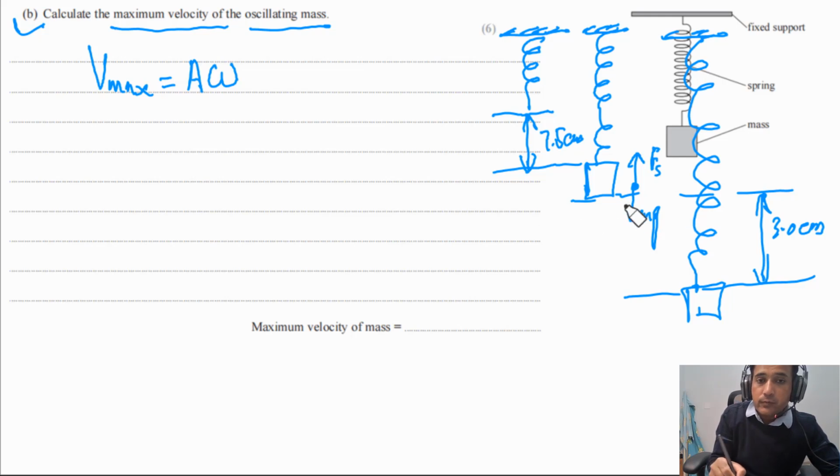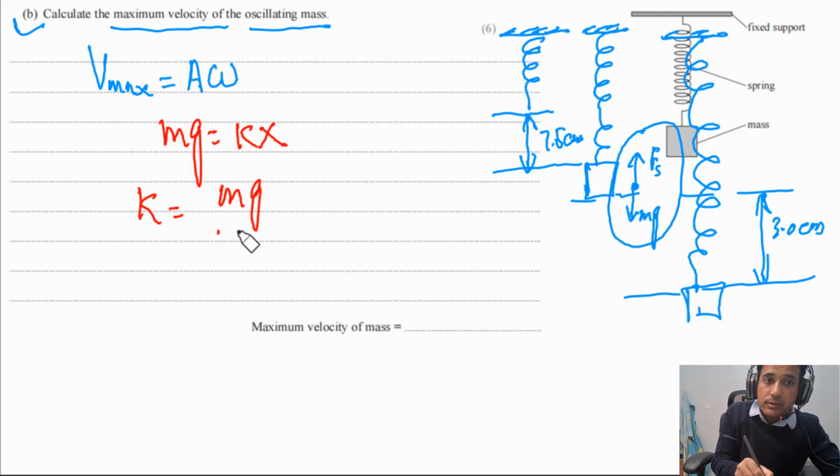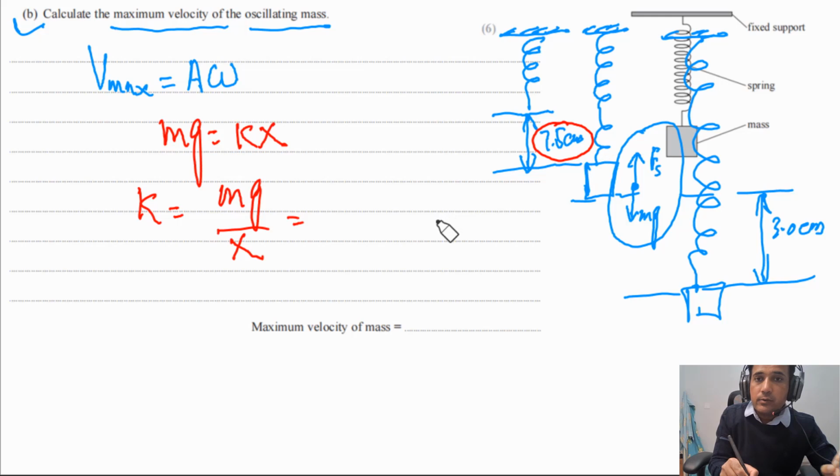Now how can we find the value of k? To find the value of k, when it is in equilibrium at this point, we can simply say mg has to be equal to the spring force kx. So we can say k from here will be equal to mg divided by x. The value of mg we will plug in, the value of x is this one, and we can find the value of k. And when we have the value of k, then we need to find omega.